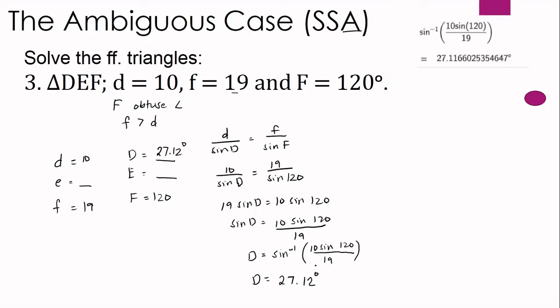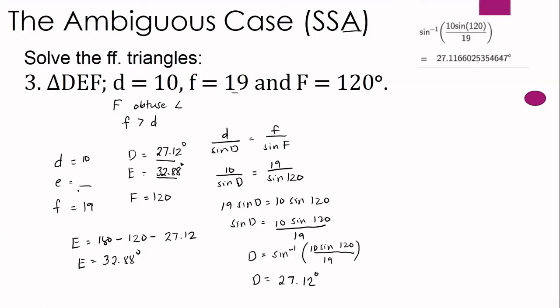And again, madali na sa ating kunin ang angle E. Since 180 ang sum ng interior angles ng triangle, so 180 minus 120 minus 27.12. Kin-minus lang natin itong dalawang given na angle. Pag kinuha natin ang difference, makukuha na natin ang angle E. And if we subtract, E will become 32.88 degrees. So, isa na lang ang nawawala, which is side E.